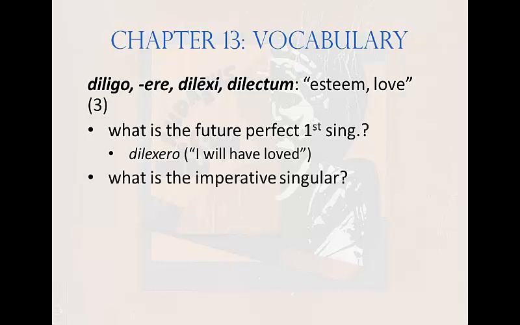And going to a totally different part of the conjugational map, what would be the imperative singular of this verb? Remember, the imperative uses the present base. If you said dilige, tum te diligo. But what I diligo even more than te is that we're at the end of the presentation for Chapter 13.